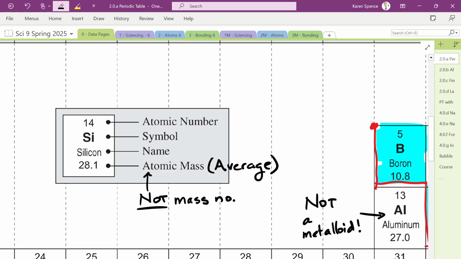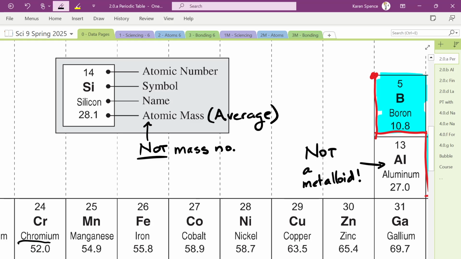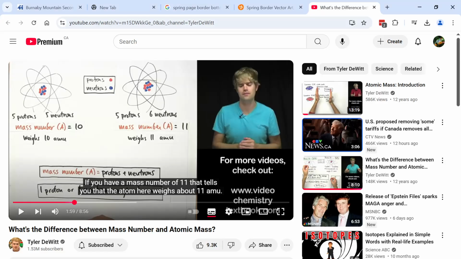Sometimes you'll be tempted to think it is. Some of them look nice. 52.0. Oh, that looks like a good one, but it's not. It's still an average. And in fact, if you had a periodic table with more decimal places, you would see that it's not actually 0.0. It's probably like 0.0137, blah, blah, blah. Yeah? Okay, let's go back to here.